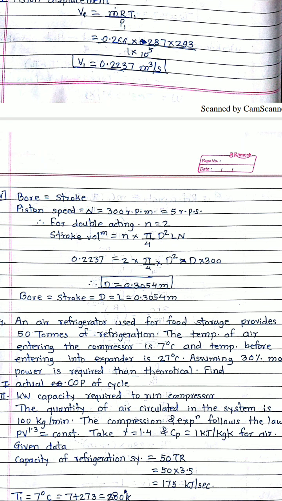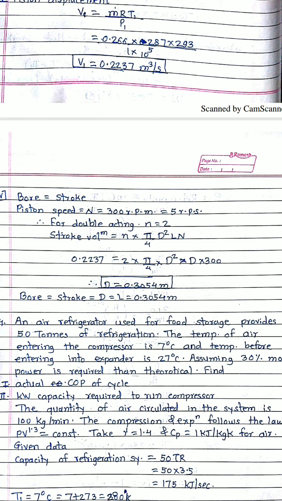So the volume calculated is 0.2237, that is the stroke volume. The number of acting n is equal to 2 into pi by 4 into d square. But here they have mentioned the bore is equal to stroke, so you can put L is equal to d. So d square into d into speed, 300 rpm. So therefore the bore of a cylinder is equal to 0.3054 meter. As they have given bore is equal to stroke, therefore stroke is equal to 0.3054 meter.